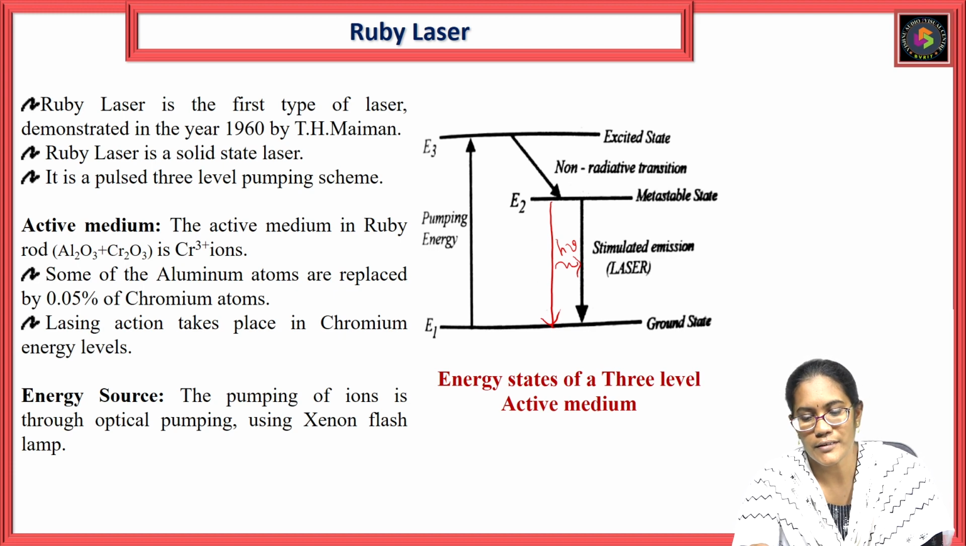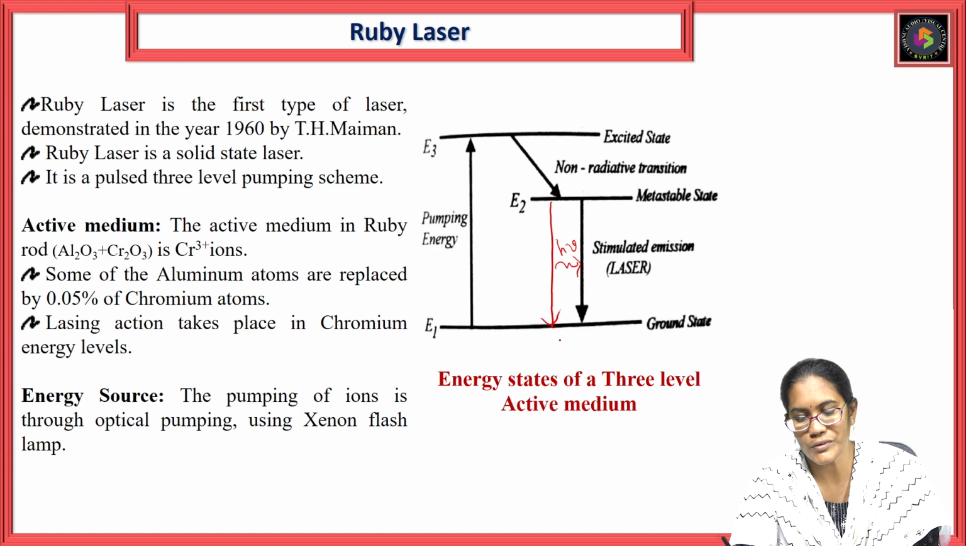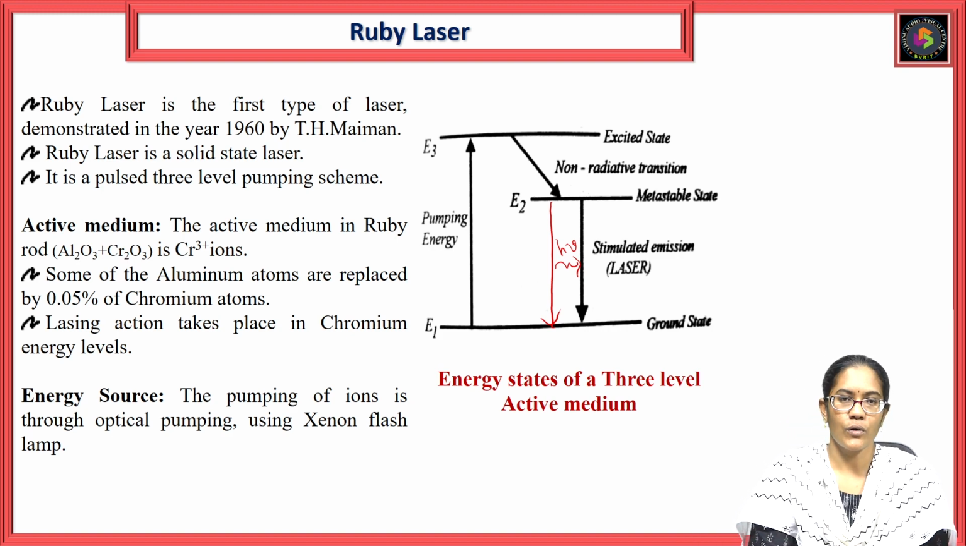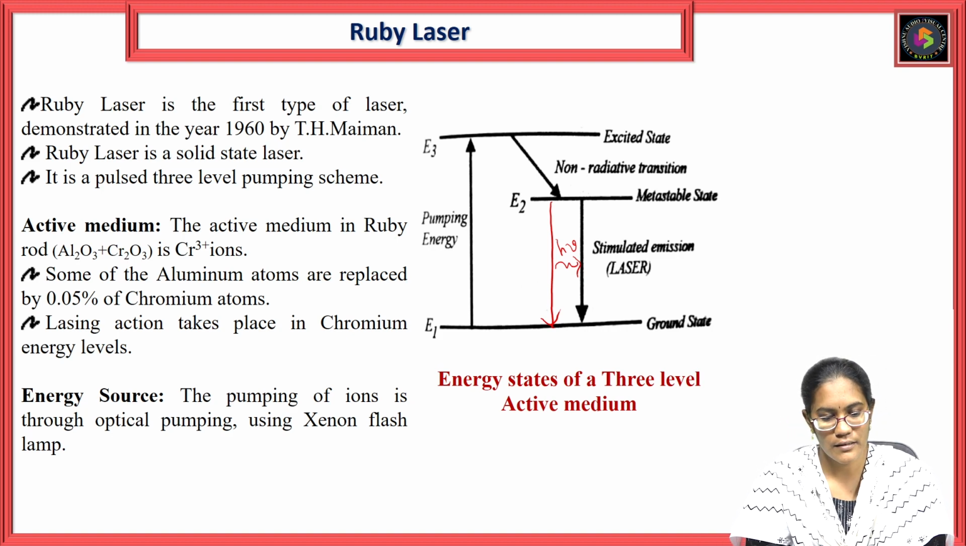The second one, E3 to E2, is a radiative or non-radiative transition. The third transition is E2 to E1, which is the spontaneous emission transition. And for E2 to E1, one more transition will occur, that is stimulated emission of radiation. So this is the basic working of a 3-level laser.